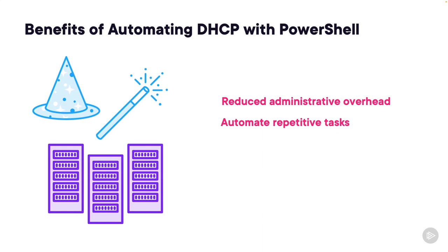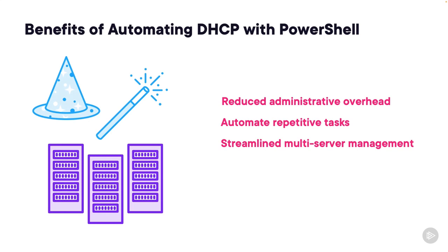Now let's tackle the idea of automating repetitive tasks. Say you have to set up scopes for different VLANs in an organization with various subnets. Instead of spending hours going through each scope individually, you can use a PowerShell script to loop through an array of subnets and set them all up in one go. It's not just a time saver. That's a game changer.